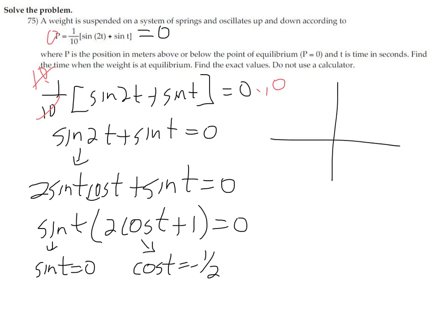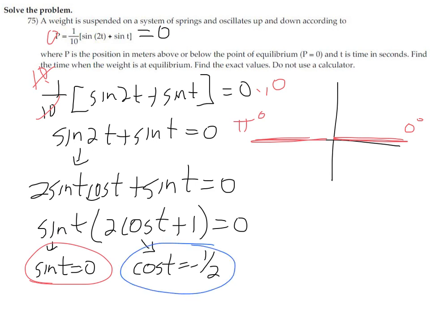First off, when is sine 0? Sine is 0 here, at 0 degrees, and here, pi, and over and over and over. And when is cosine negative 1/2? Cosine's negative in the second quadrant, and 1/2 is a 60 degree reference angle, so that would be 120 degrees. And in the third quadrant, that would be 180 plus 60, 240 degrees.